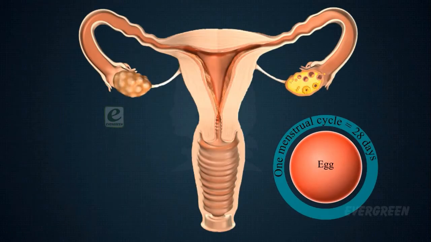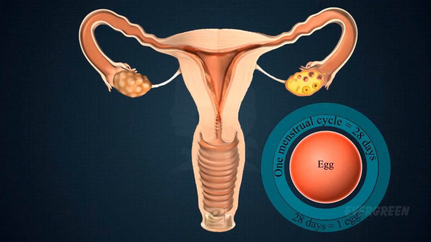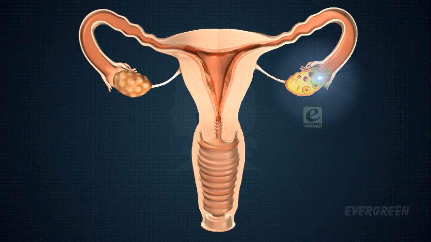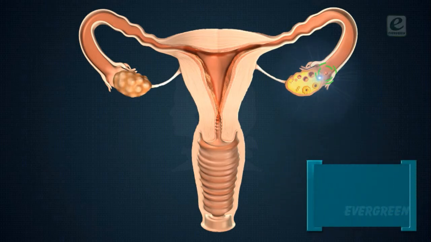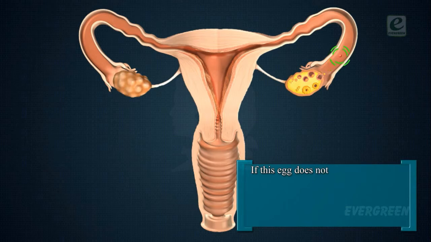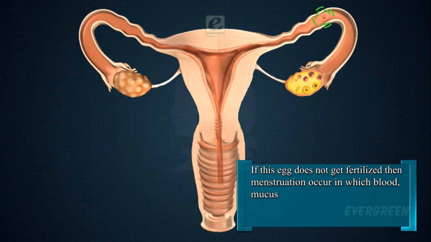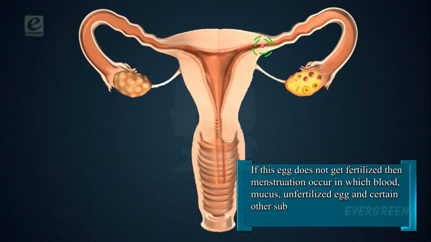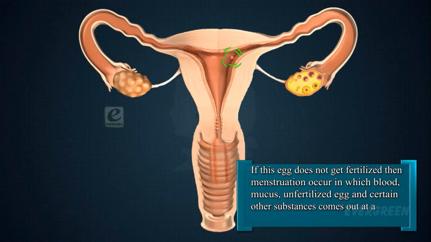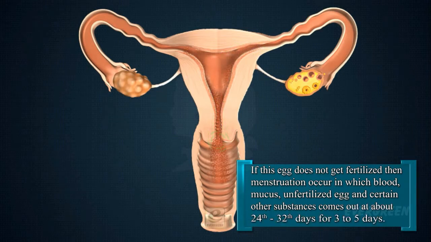One menstrual cycle is of 28 days in the reproductive life of a female. In this, approximately at mid-cycle, one mature egg is released. If this egg does not get fertilized, then menstruation occurs, in which blood, mucus, unfertilized egg, and certain other substances come out at about 24 to 32 days for 3 to 5 days.